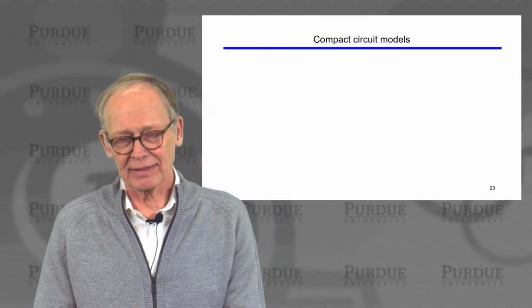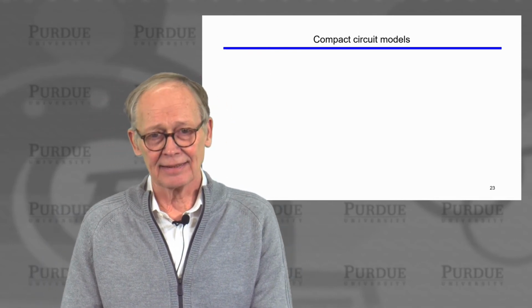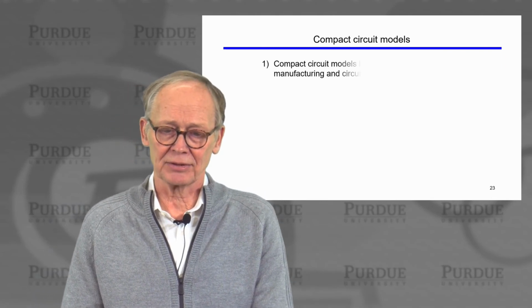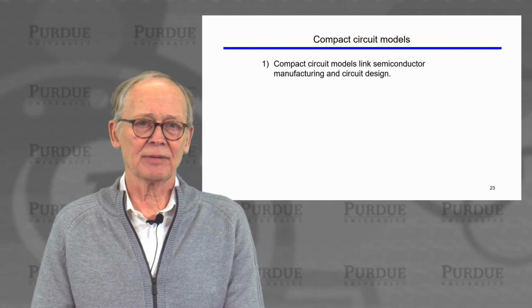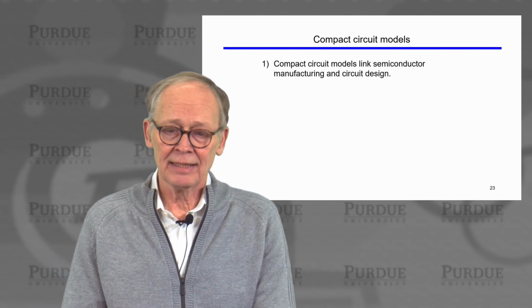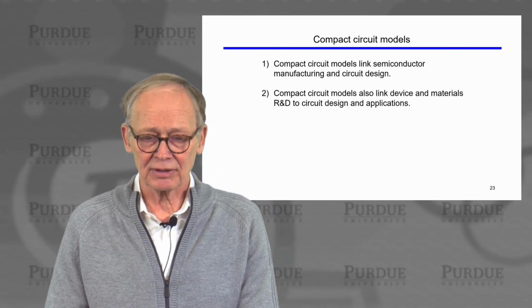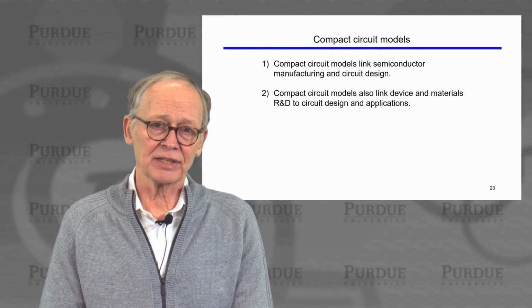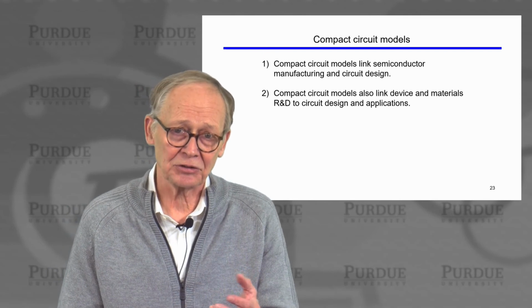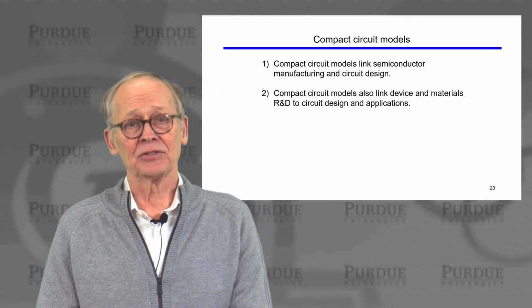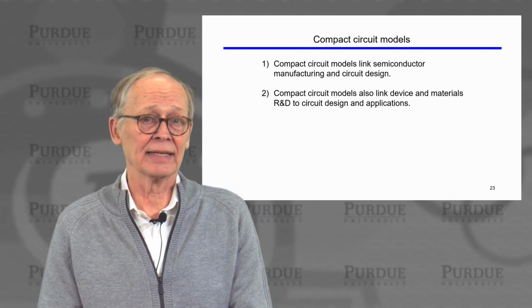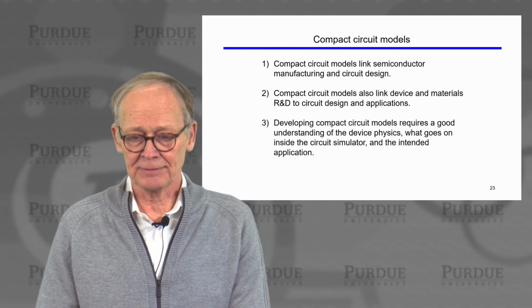So the final topic that we discussed in this Unit 5 was compact circuit models. And we just very quickly made a few points, that they're the link between the designer and the manufacturer. They also are a link between people doing earlier stage technology development who need to explore what the implications of this new technology would be on circuits and systems to justify the development of that new technology.